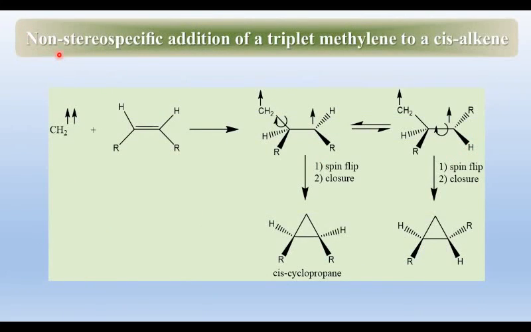Here once again the mechanism for non-stereospecific addition of a triplet methylene to a cis-alkene is given. Here is a cis-alkene, here is a triplet carbene. It has two possibilities. When this bond is rotated, the product is cis. And when this carbon-carbon bond is rotated, the product is trans. Thus, cis-alkene produces cis and trans cyclopropane.